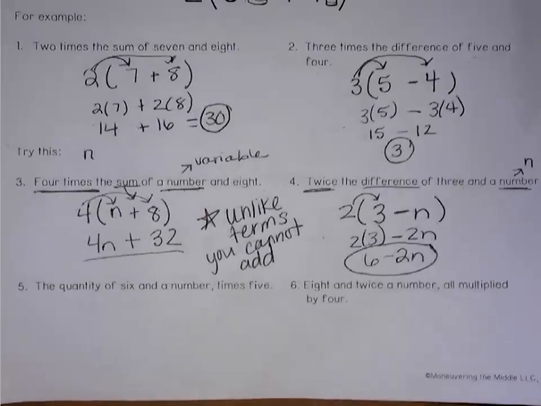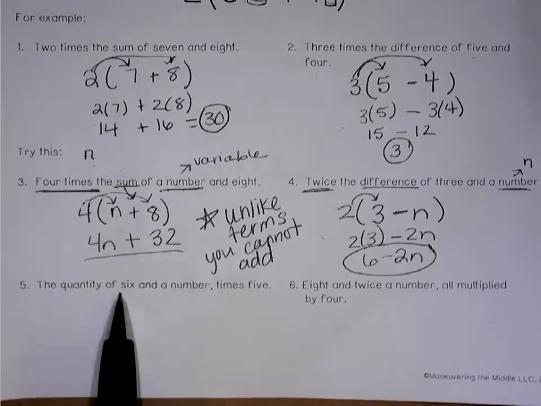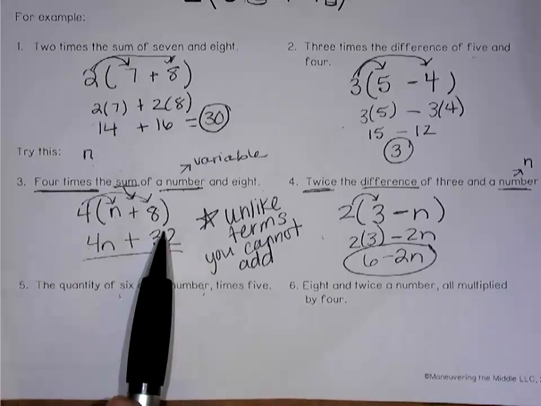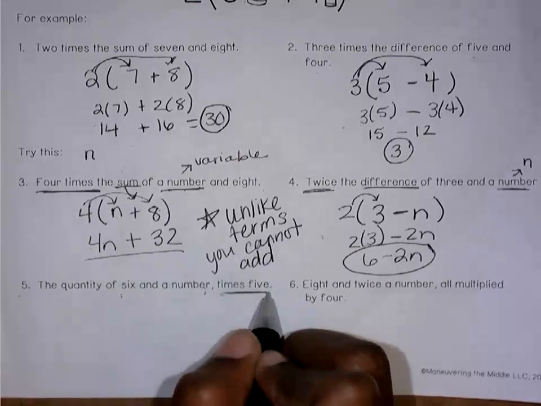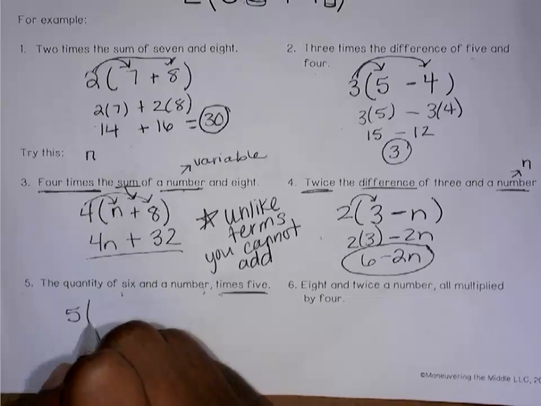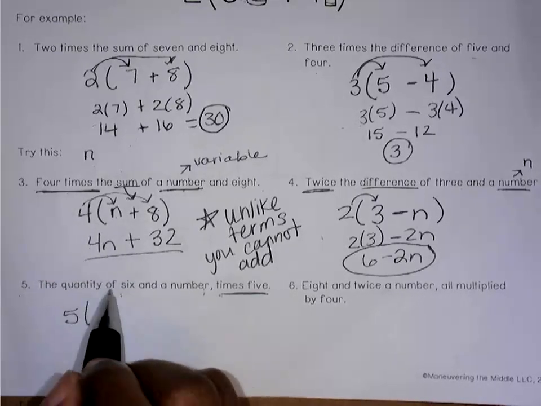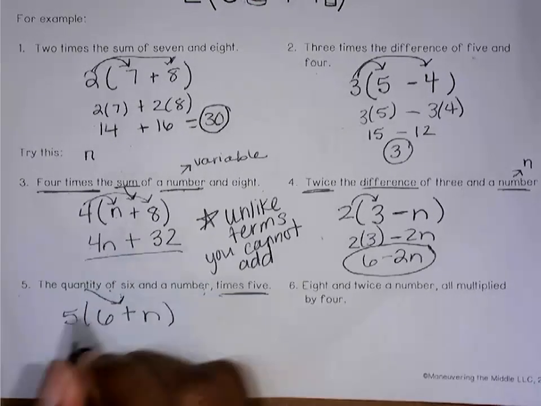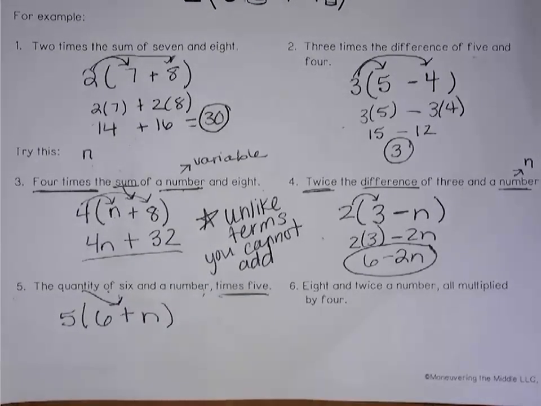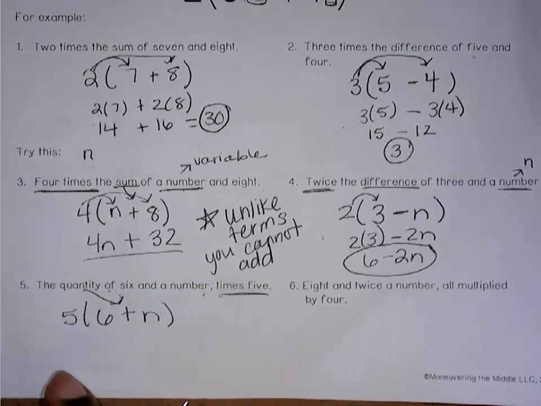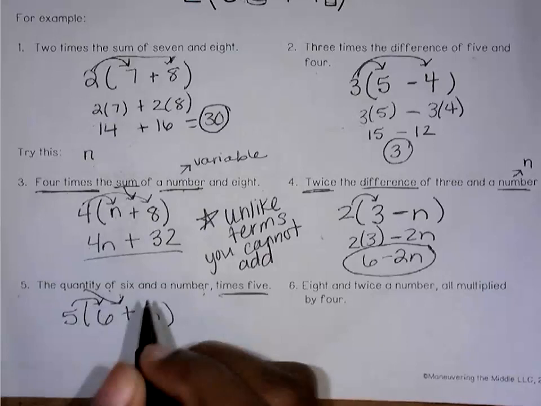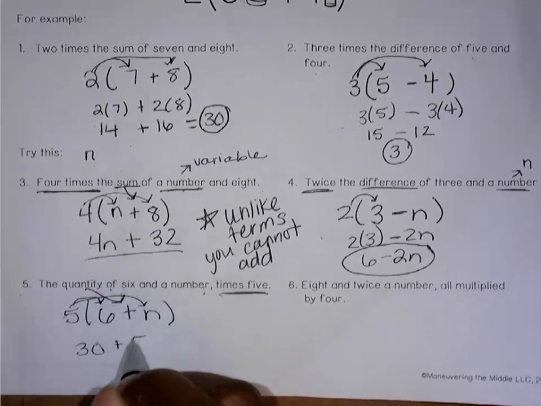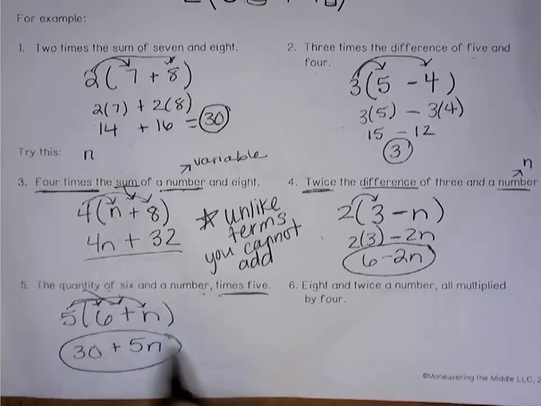All right, it says the quantity of 6 in a number times 5. So this problem is the same like the ones before. It just put the times at the end. So I know it's going to be 5 times the number, the quantity of 6 and a number. That quantity tells adding. All right. So you're going to factor that 5 out, distribute the 5 out. 5 times 6 is 30. 5 times n is 5n, and that is your answer.